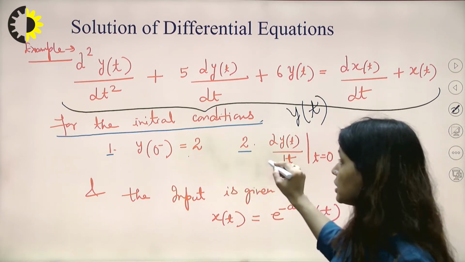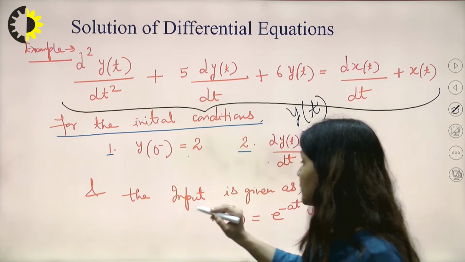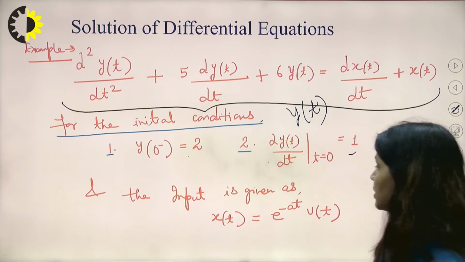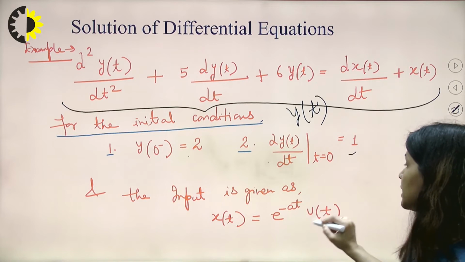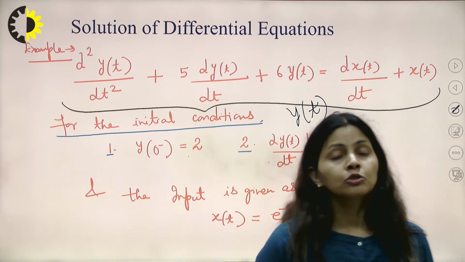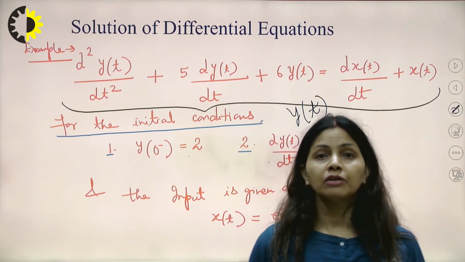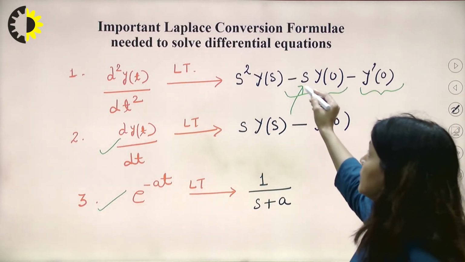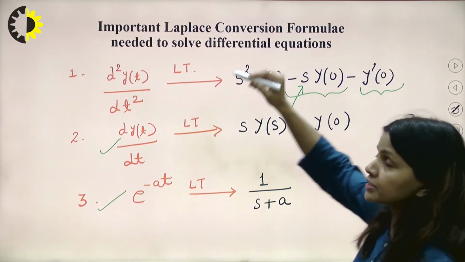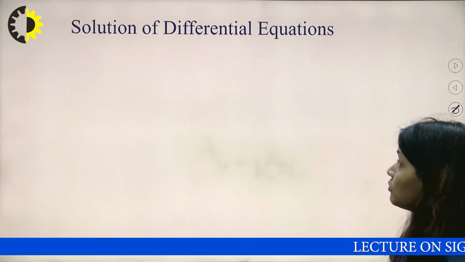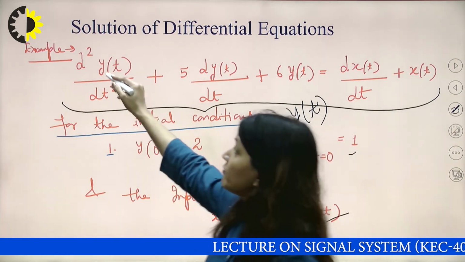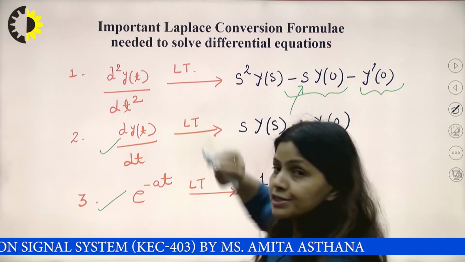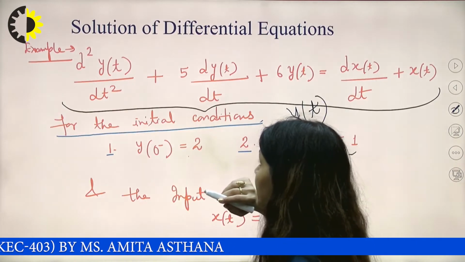So these are two initial conditions which are given in this example, and the input is also given as x(t) is equal to e raised to the power minus at u(t). This is the input. So let us start to solve this particular differential equation. We will apply the formula that we know, s square Y(s) minus s y(0) minus y dash (0). So let us start with the solution. We will calculate d square y(t) upon dt square. We will use this particular formula, s square Y(s) minus s y(0) minus y dash (0).